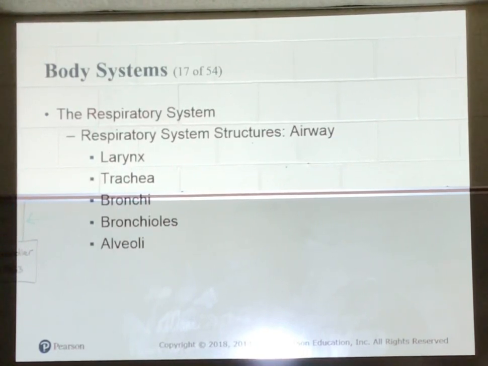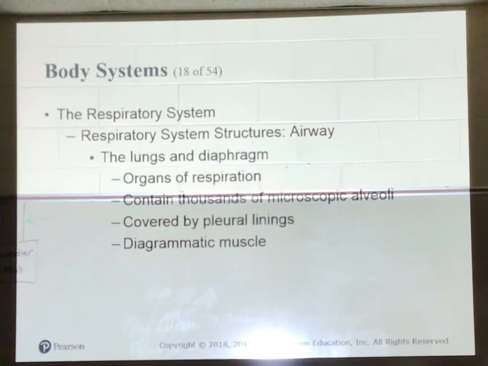All right. So your lower airway, you have larynx, trachea, bronchi, bronchioles, and alveoli. The principal organs of respiration are the lungs, two large lobed organs that house thousands of tiny alveolar sacs responsible for the exchange of oxygen and carbon dioxide. We're going to go over this in much more detail when we get to the next chapter and chapter 10 and 16.